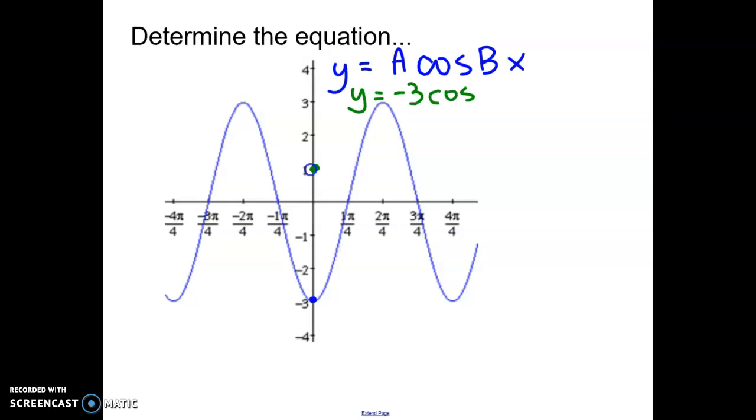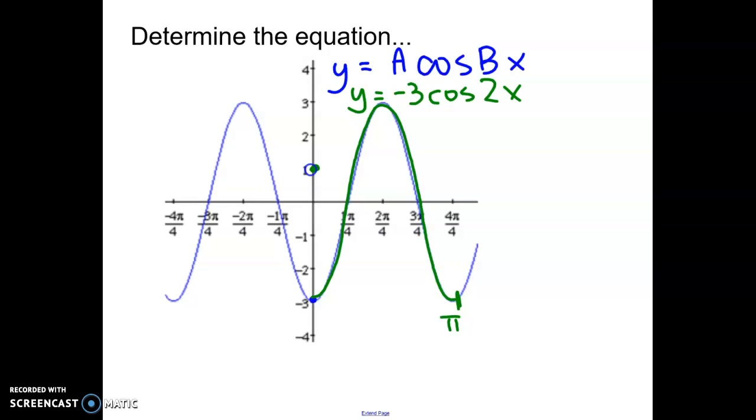Now let's look at B. B has to do with the period. So if I look at this part of the graph, it repeats itself at 4 pi over 4, which is pi. So a normal cosine graph repeats itself at 2 pi, but this one's been squished to pi. So what does that mean my B value is? 2. The B value would be 2. Because again, if you were at 2 pi, and now you squished it to pi, that means I cut it in half. So I'm dividing by 2.